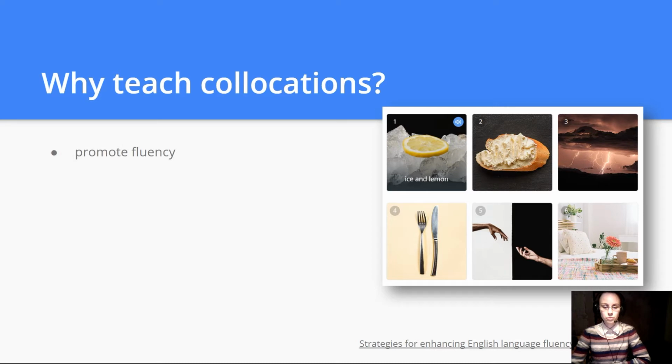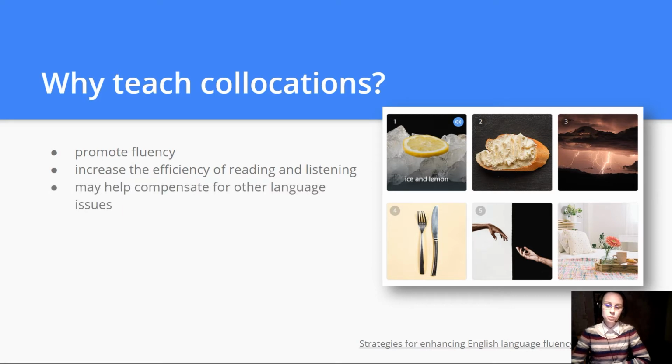First of all, they promote fluency, because if our students know what words should go together, they spend less time thinking about it. Also, it increases the efficiency of reading and writing, because if they know what words go together, they predict words faster. Also, it may help them compensate for other language issues. For example, if they have problems with accuracy or pronunciation but use words which often go together, I mean collocations, native speakers will understand them anyway. And finally, they simply sound natural.